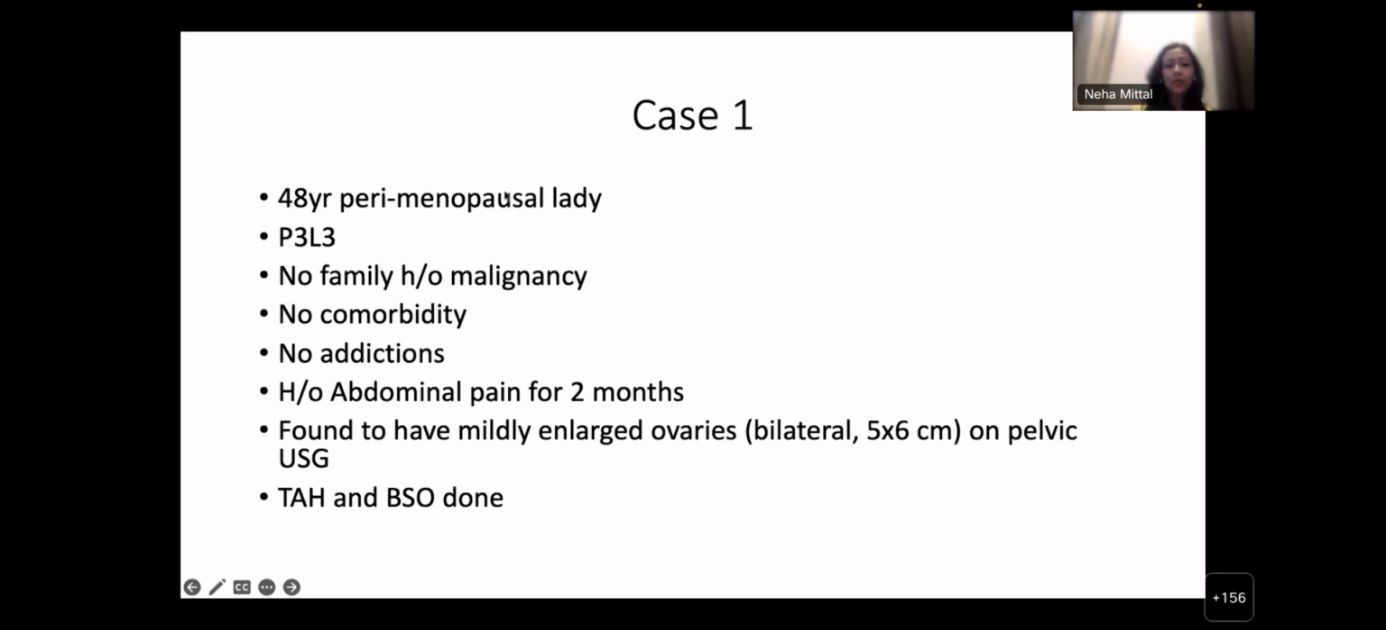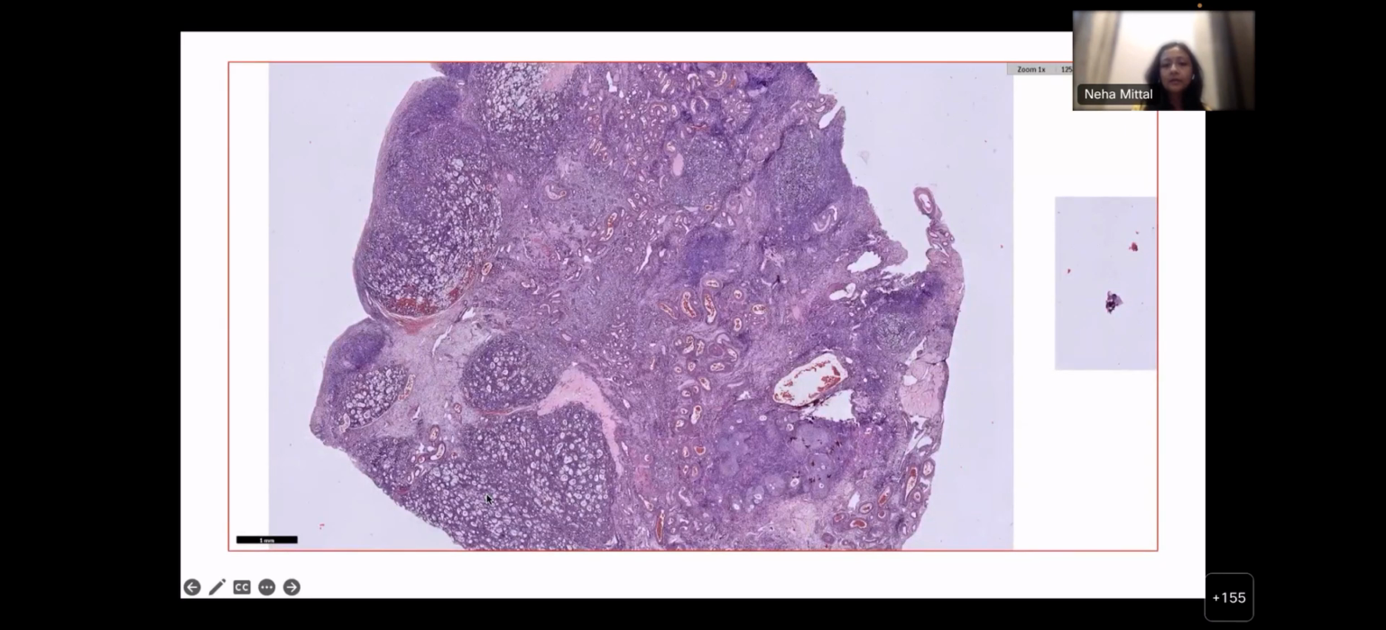So a 48-year-old perimenopausal lady, P3L3, no family history of malignancy, no comorbidities, no addictions. She had a history of vague abdominal pain for 2 months. On investigation she was found to have mildly enlarged ovaries, bilateral 5 into 6 centimeter on a pelvic ultrasound. Based on certain investigations that were done, she had to undergo a total abdominal hysterectomy and bilateral salpingo-oophorectomy. This is one of the first microphotographs from one of the sections from the ovary.